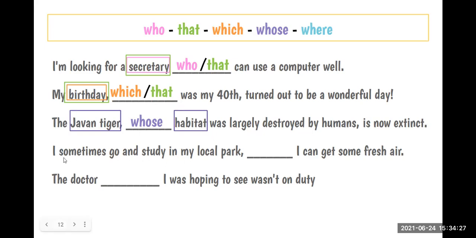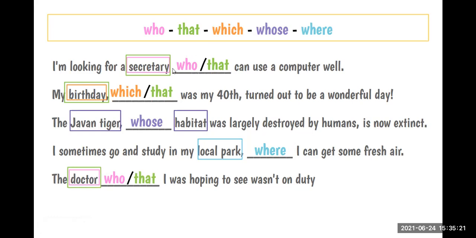Number 4, I sometimes go and study in my local park where I can get some fresh air. What can I say here? Where, because I am talking about the local park. Very good. And the last one, the doctor I was hoping to see wasn't on duty. Who, because we are talking about the doctor, or that, because we can use any of them, right? Very good. So who, that, which, whose, and where are the relative pronouns that we are going to use, okay? Very good.